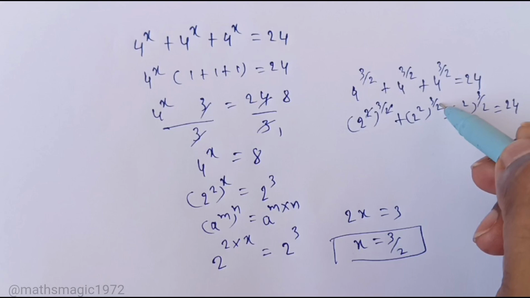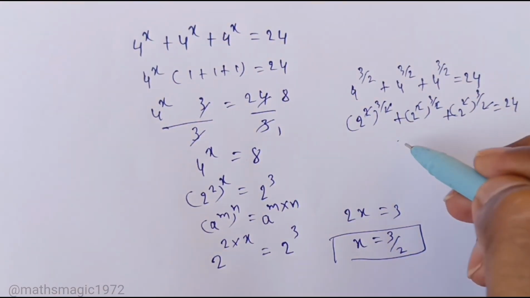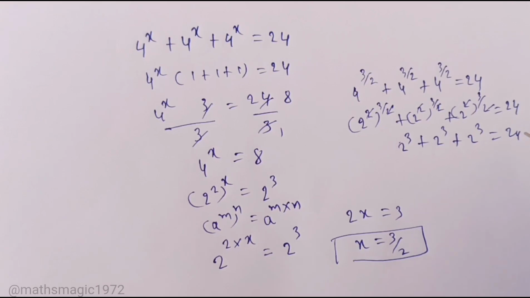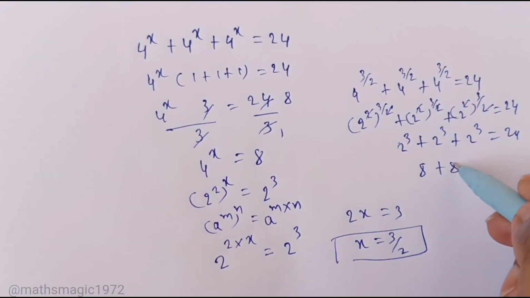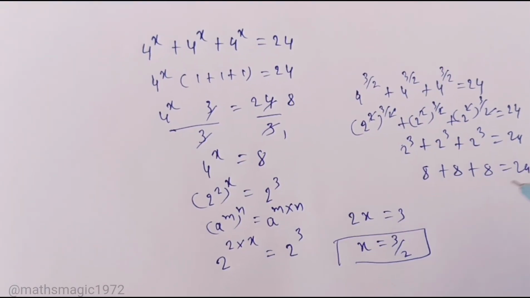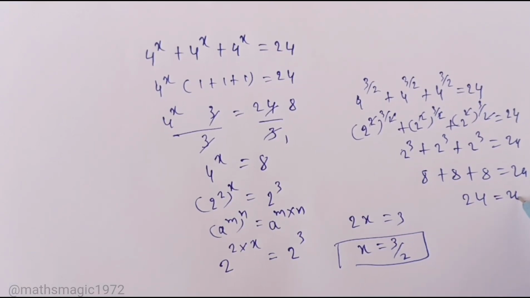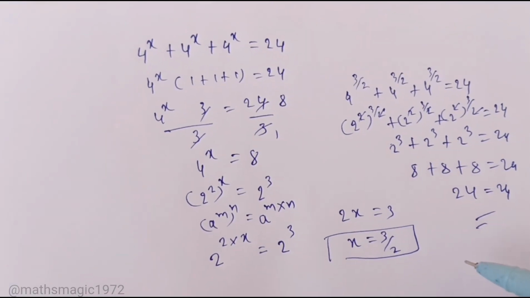Here 2 and 2 cancel, 2 and 2 cancel, 2 and 2 cancel. 2 cubed plus 2 cubed plus 2 cubed is equal to 24. 2 cubed means 8, plus 8 plus 8 is equal to 24. When you add these three, we get 24 is equal to 24. Hence, our answer x is equal to 3 by 2 is the correct answer.